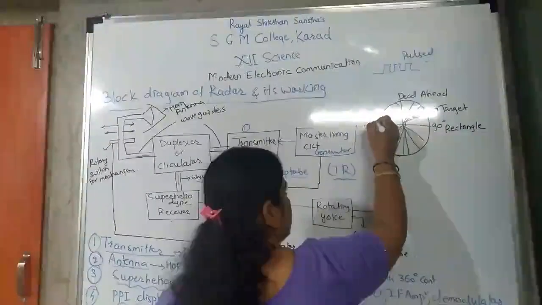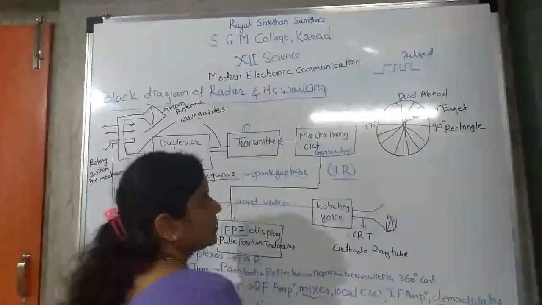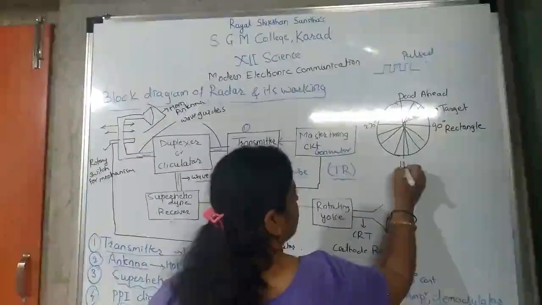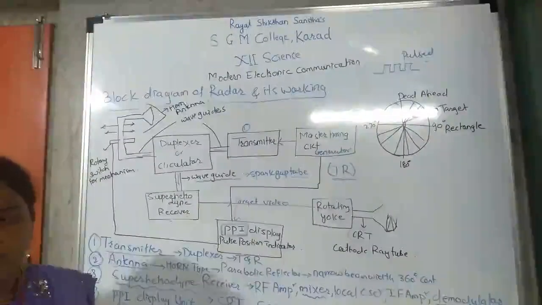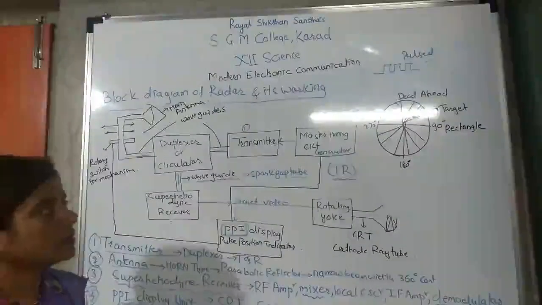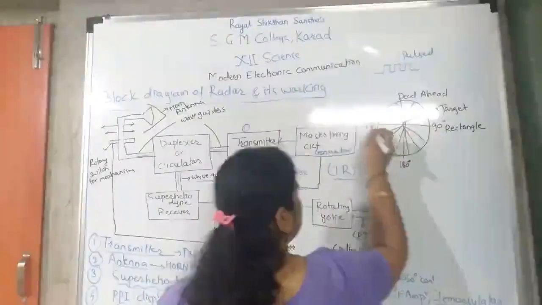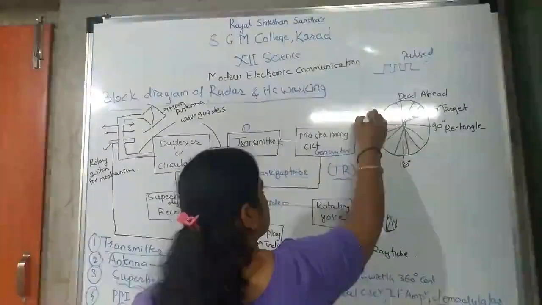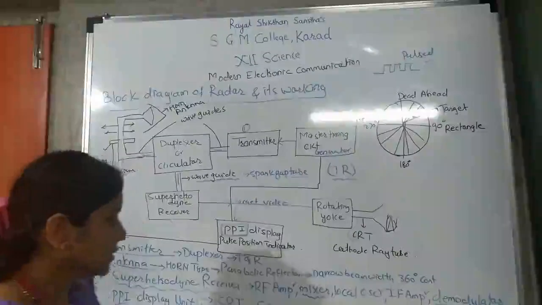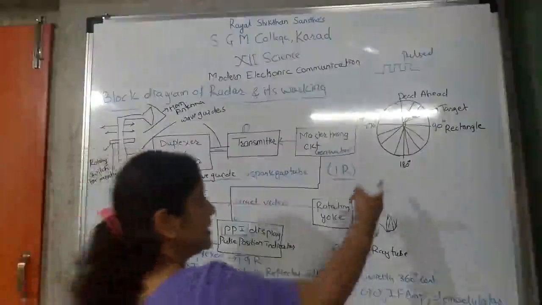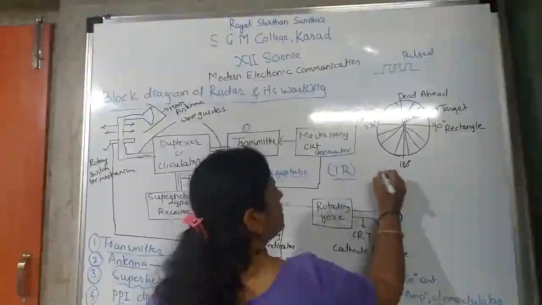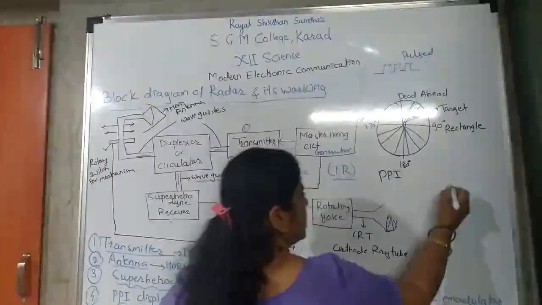This is the 270-degree angle, and this much is the 180-degree angle. This is the right side of the signal, and this is the left side of the angle. Which type of display is there? The PPI display is there.